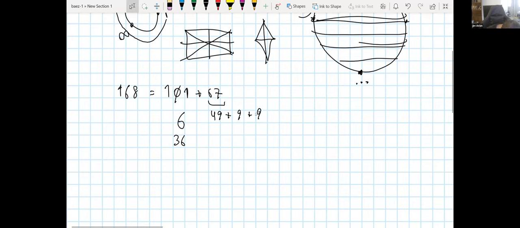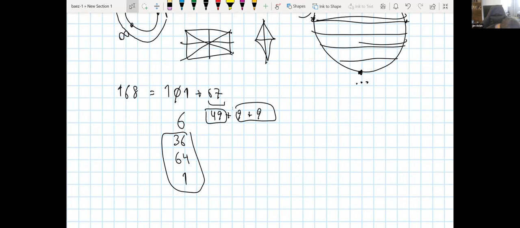Yeah, maybe there's 36 and 64 and 1. I'm guessing that's what it's going to be. Does that all add up to 168? Yes, 18 and 49 is 67. Yes, it does. So there's the trivial rep. There's the Fano plane rep. So yeah, these ones here.